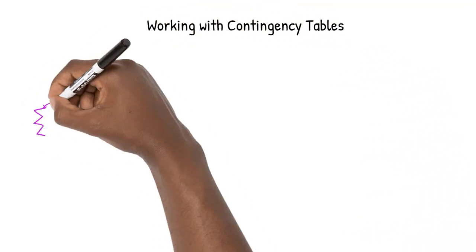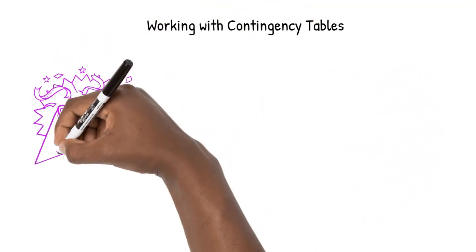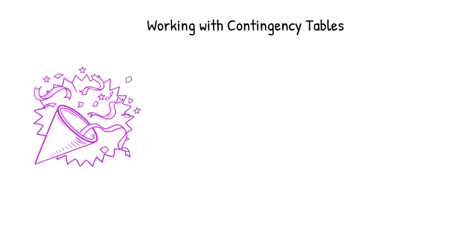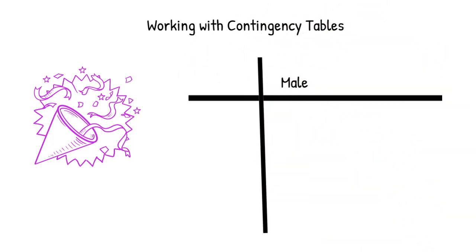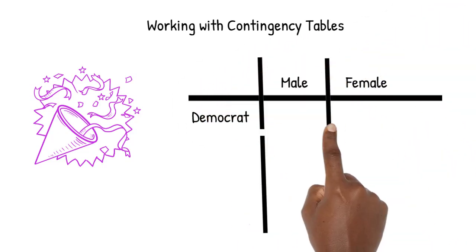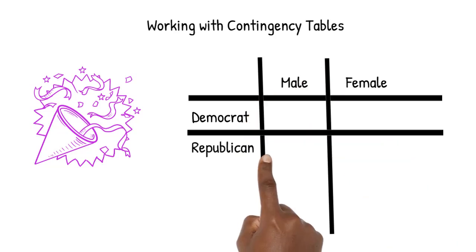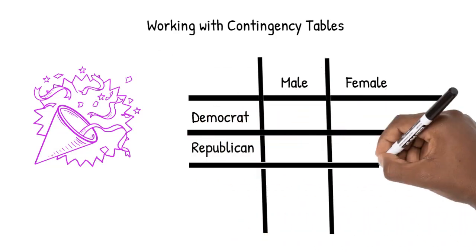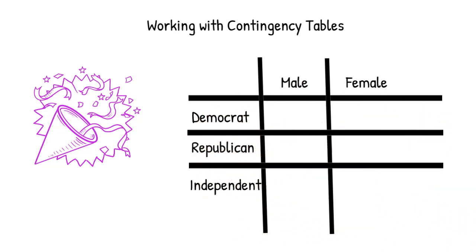In this video, I'm excited to start working with contingency tables. This is particularly exciting because it will be our first time working with two variables, each with multiple categories. Let's say we survey some people and ask two questions. What is your gender and what is your political party? The people surveyed state that they are either male or female and that they are Democrat, Republican, or Independent.